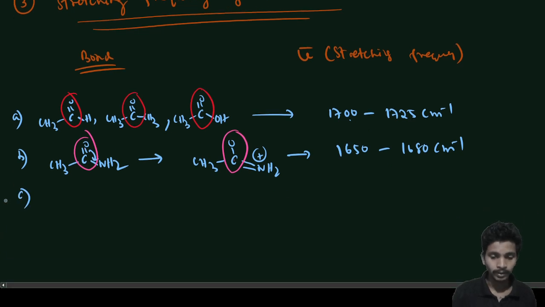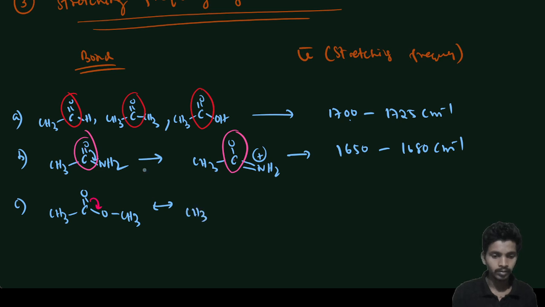And now if I discuss this, we will also find the C=O bond, that is, if I talk about an ester, CH3 CO O CH3. So here also resonance is possible. I can do the resonance. Let's say this comes here, then what we will get here: CH3, this will become a single bond, this will become a double bond, this again CH3.